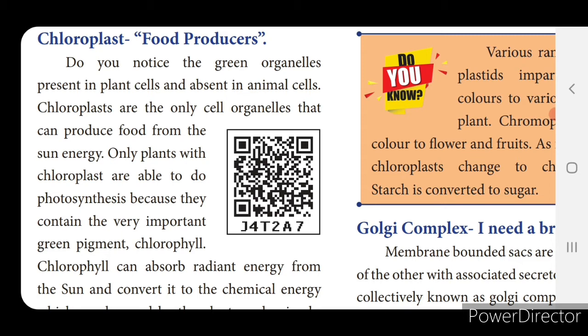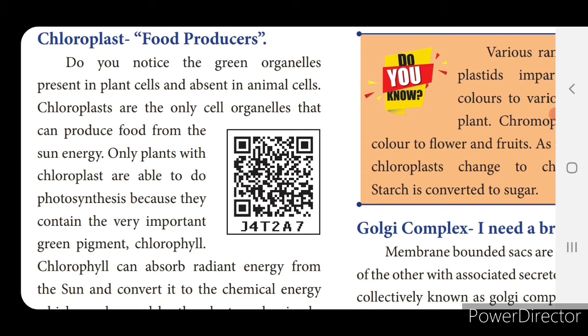How do the plants prepare food? By the process of photosynthesis. The plants have a chlorophyll pigment, that is a green color pigment, which is responsible for the process of photosynthesis. You have studied this in lower classes. Do you notice the green organelles present in plant cells and absent in animal cells? Chloroplasts are the only cell organelles that can produce food from the sun's energy.